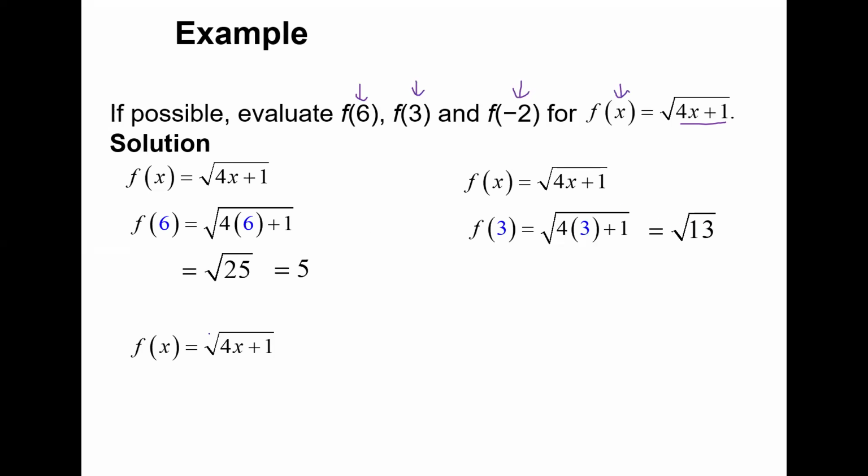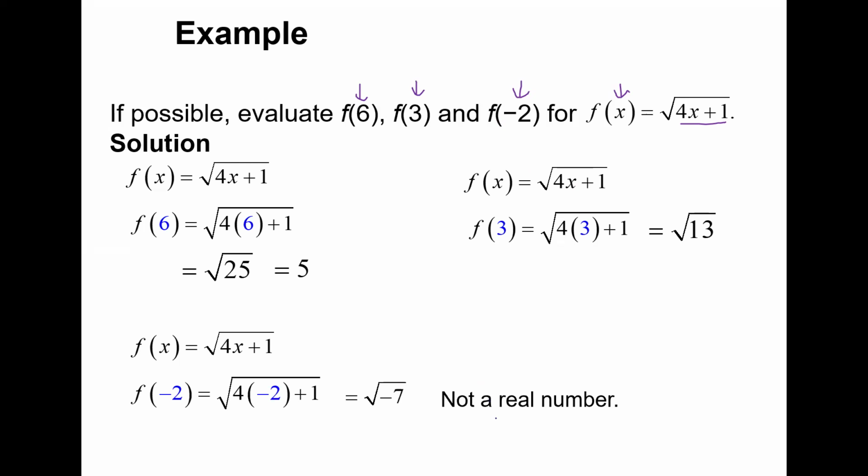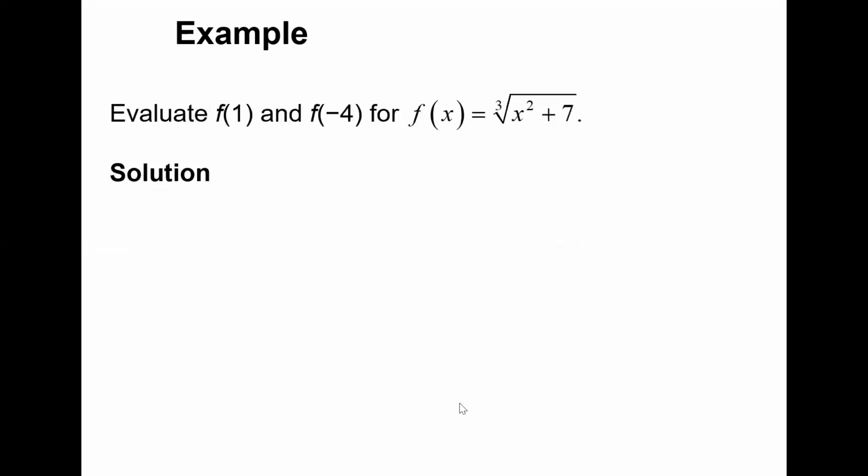Now, negative 2. 4 times negative 2 is negative 8, plus 1 is negative 7. And guess what? We can't take the square root of that, and so it's not a real number, and so we're done. We just say it's not a real number, and we're good. Now, once we get to a later part of this chapter, guess what? We will have an answer to this.